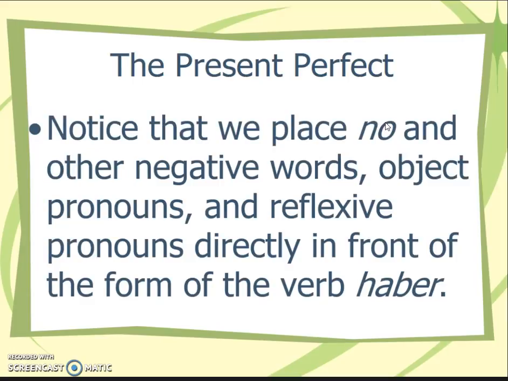Notice that we place no and any other negative words, object pronouns, and reflexive pronouns, any pronouns at all and any negative words, before the verb, and the verb is haber. The participle, the ado and ido and muerto and roto and hecho and all that, is a verb helper, and it's going to stay with the verb haber always, but it's not the verb. The verb is haber. So any negative words and any pronouns are going to come directly before the verb, which would be right there.